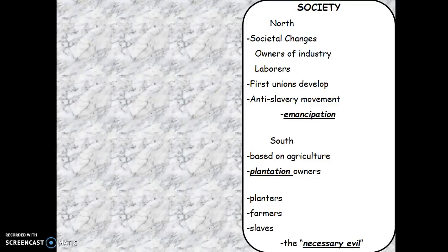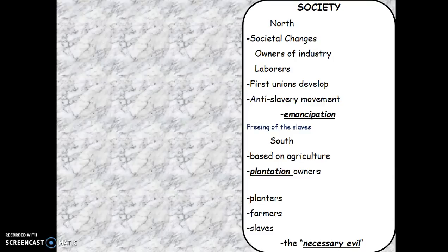The North is the first to start to move away from slavery. The anti-slavery movement or emancipation is going to begin in the North. The freeing of slaves, the North's economy didn't really need slavery, and they start to believe the moral wrong of it. So the emancipation movement is going to start in the North.